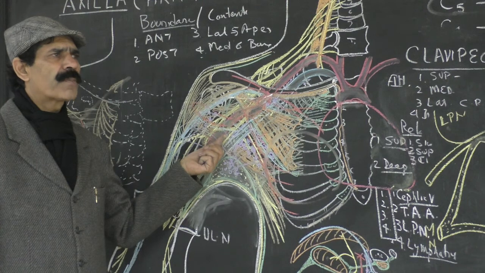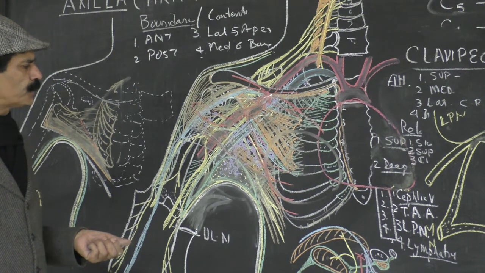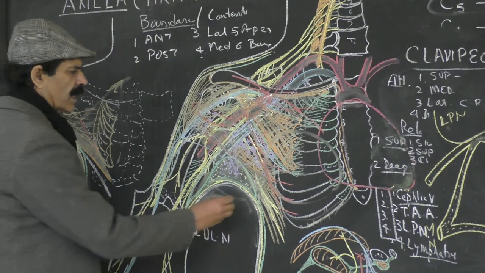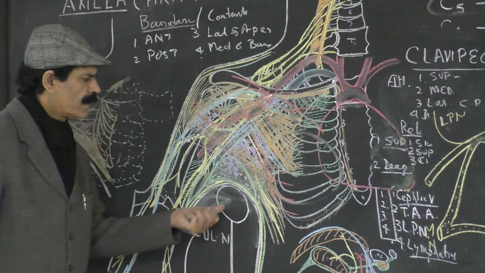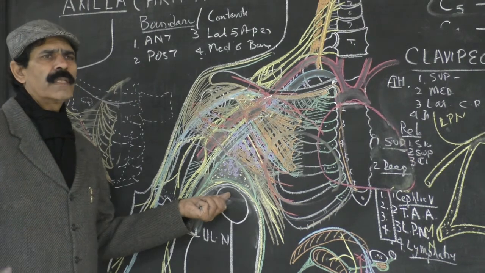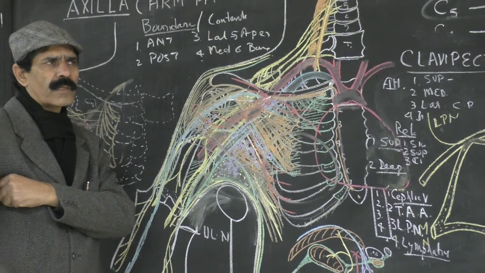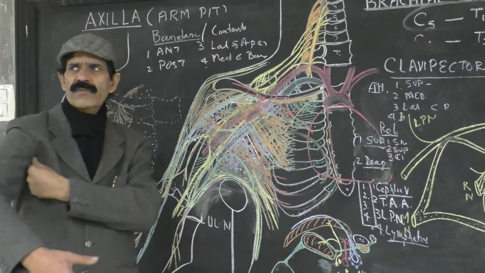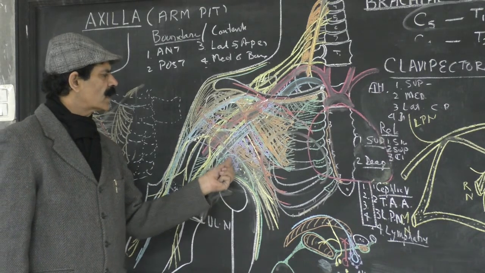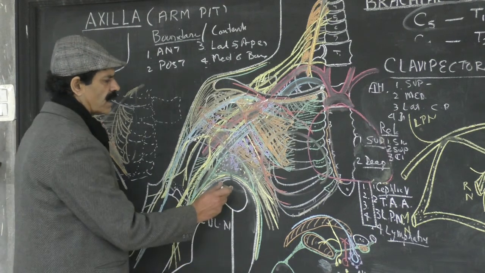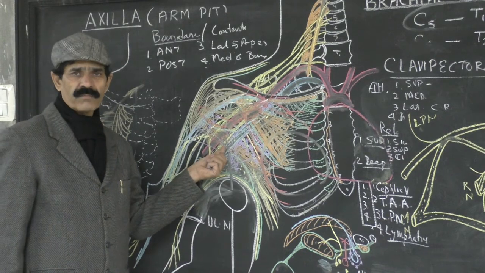Regarding the applied anatomy of this axilla, one is called crutch paralysis. A crutch is a support for handicapped people who have to support their arm for walking. When this crutch touches the lower part of the axilla, because of the injury, it will cause injury to the medial cord of the brachial plexus.